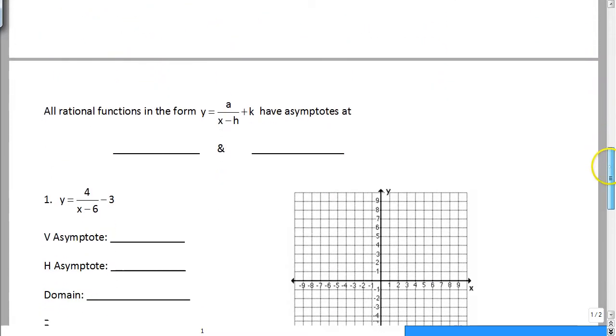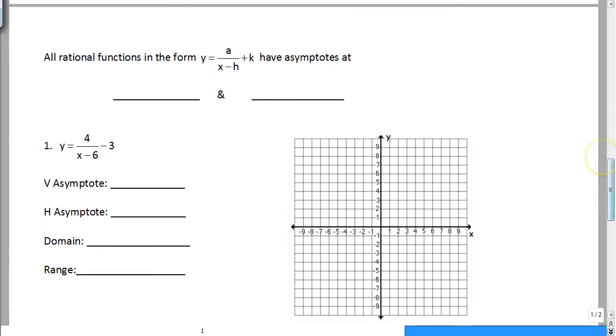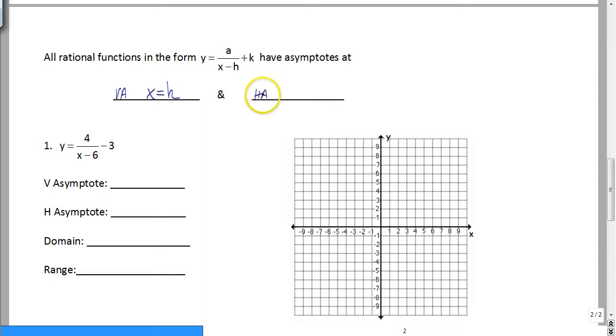So there's two forms in which these functions can occur. One form would look like this, where we have y is equal to a over x minus h, and then we have our plus k off to the side. So you're going to have your vertical asymptote, and all you have to do for that is x equals h. Or you would just set your denominator equal to 0 and solve. So that's where your vertical asymptote is going to be. Your horizontal asymptote is going to be whatever that k value is off to the side. So y is equal to k.